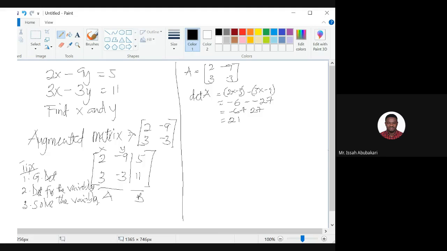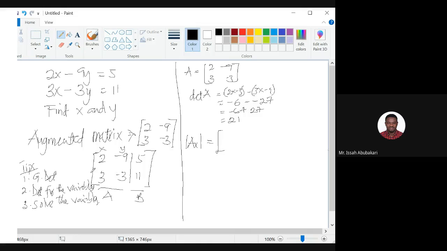Now, we are going to find the determinant of the variables. So what are the variables that we have? We have x and y. So the determinant of x, let me write it this way. Determinant of Ax should be equal to, when you look at this, 2, 3, minus 9, minus 3. Okay, let's come here. With this, which elements are x? What are the x elements? 2 and 3.